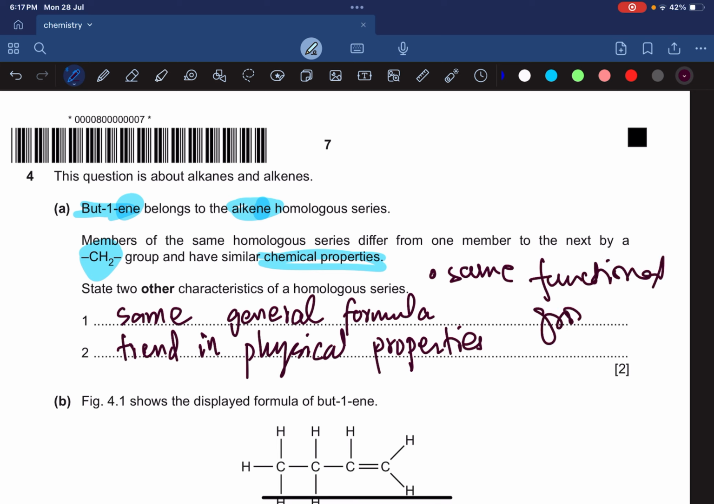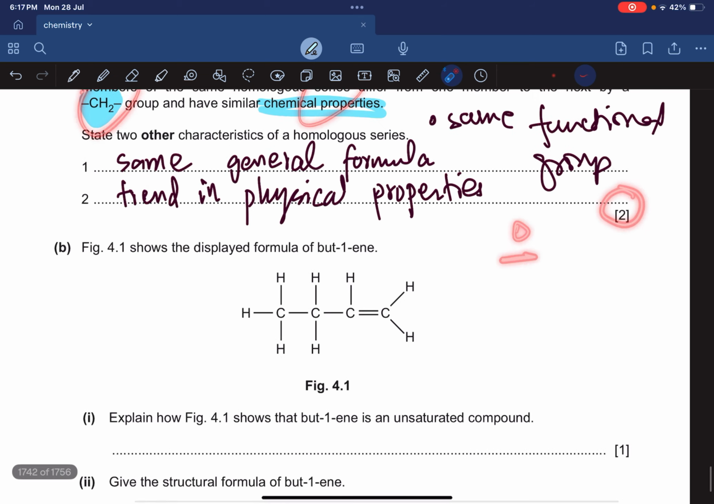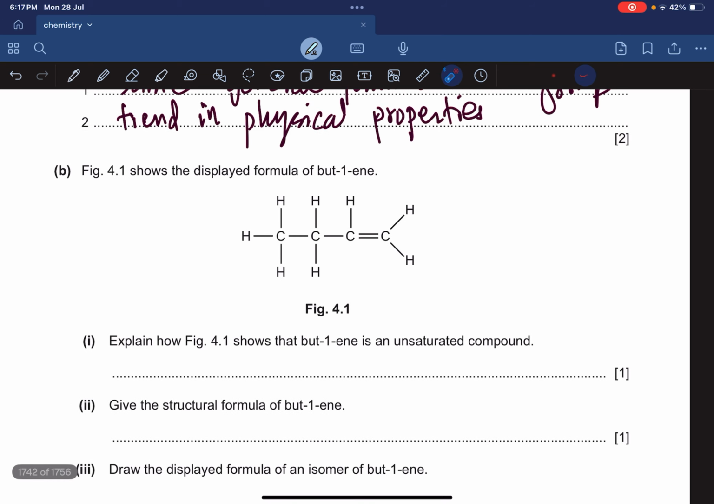You can only write these three. Why? Because the other two are given in the question. Don't try to outsmart the examiner by writing this and this, because then you're going to get a 0 on 2. Okay, figure 4.1 shows the displayed formula of but-1-ene.